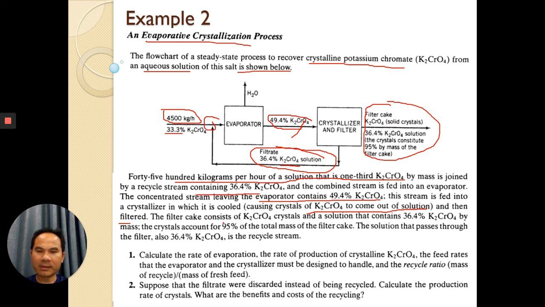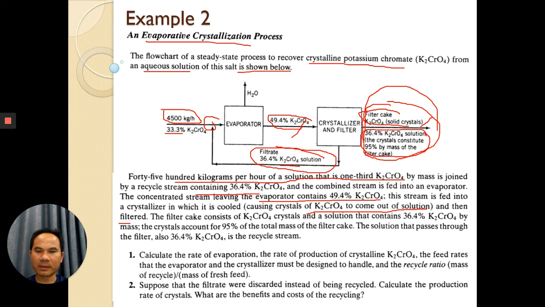The filter cake contains potassium chromate crystals and a solution that contains 36.4% potassium chromate by mass. This means that we have separated solid and solution. The crystals account for 95% of the total mass of the filter cake. What does it mean? The amount of crystal is 95% of the total mass of the filter cake.